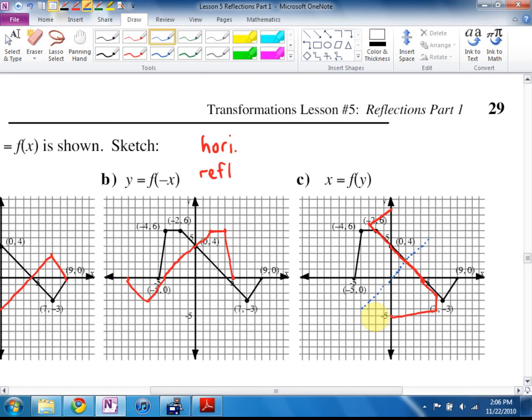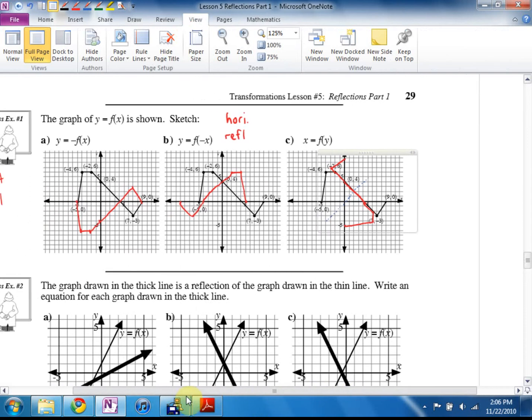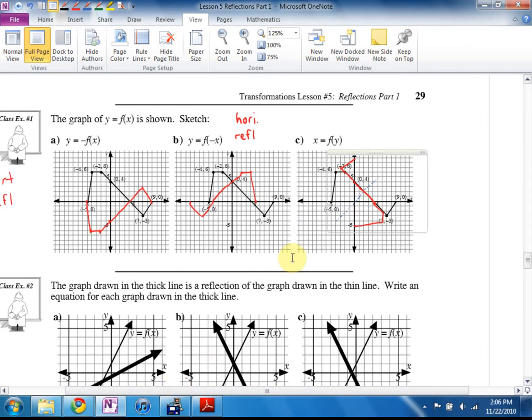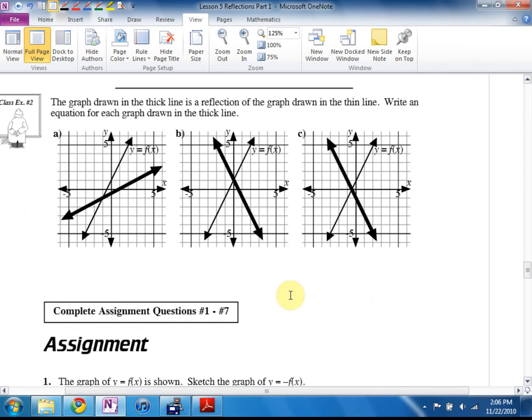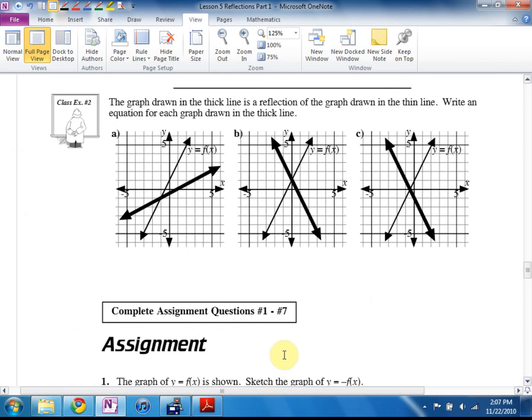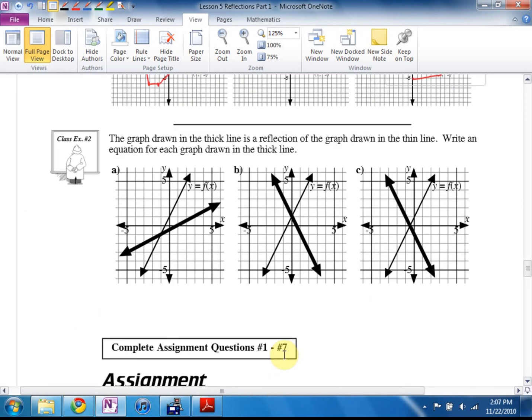Example 2. It says the graph drawn in the thick line is a reflection of the graph drawn in the thin line. Write an equation for each graph drawn in the thick line, sorry. Hey, look at those three. Which of those looks like an inverse? Y equals inverse.